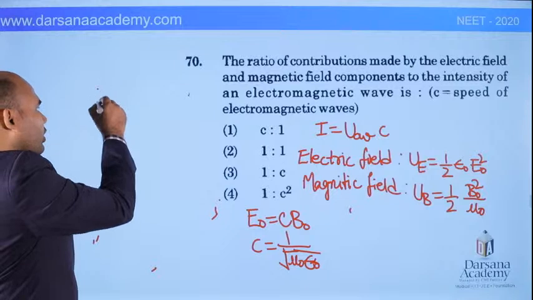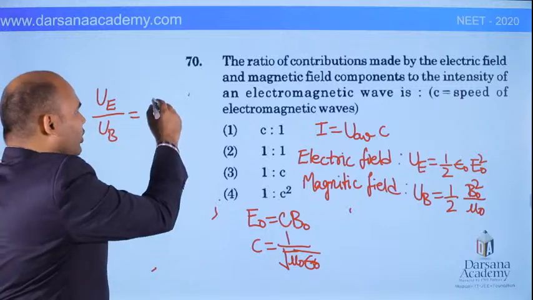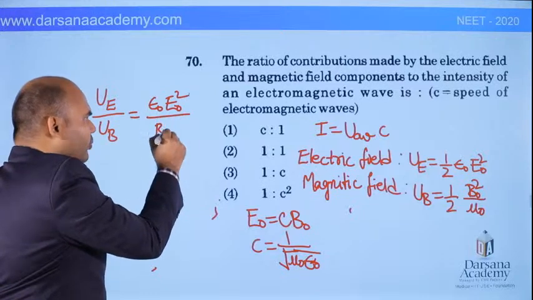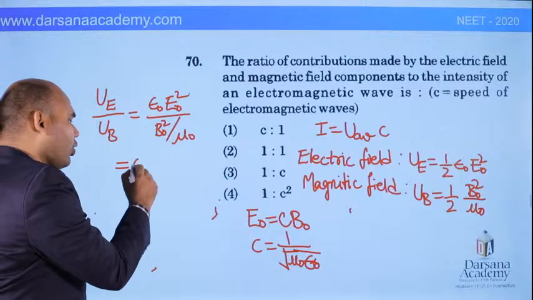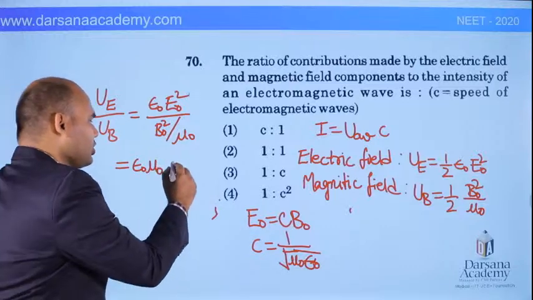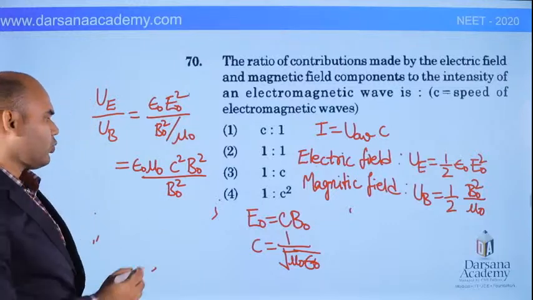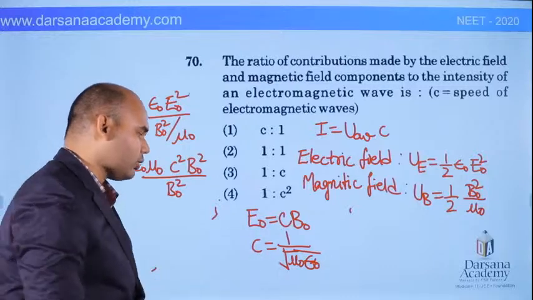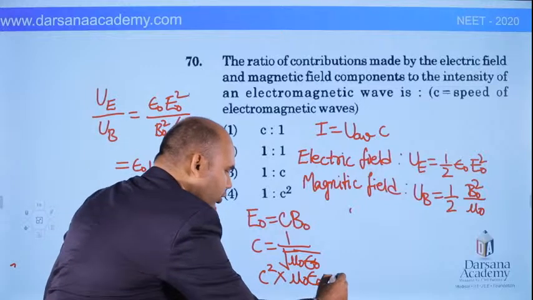So the ratio U E by U B will be simply, half half will be cancelled out, epsilon naught E naught square by B naught square divided by mu naught. So from here it will be epsilon naught mu naught. You can write E naught is c into B naught. So c square B naught square divided by B naught square. What will be this? Cancelled out. And c equals 1 by root under mu naught epsilon naught. So if you square on both sides, you will get c square, and multiplying this term to the left, mu naught epsilon naught c square equals 1.